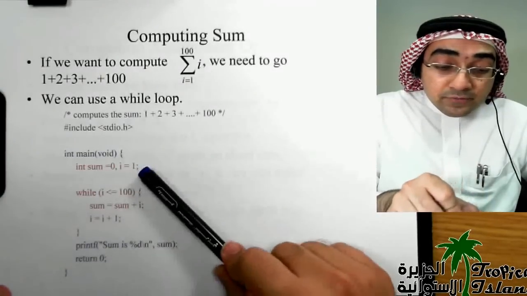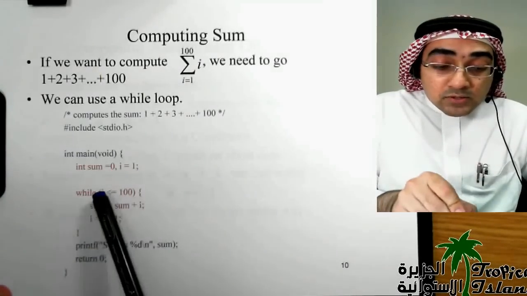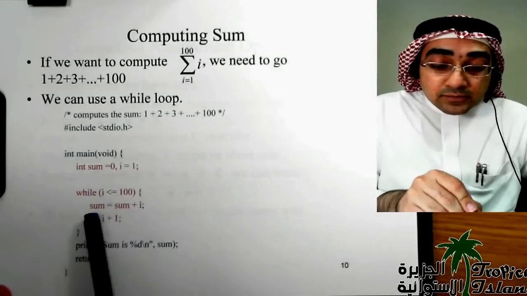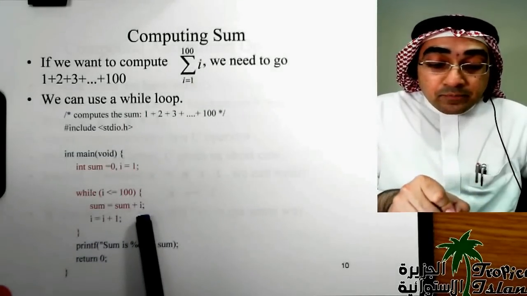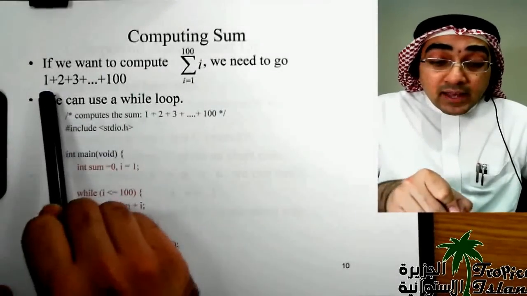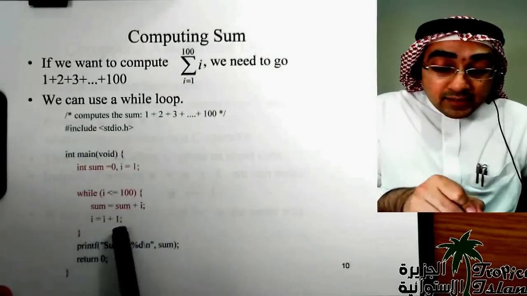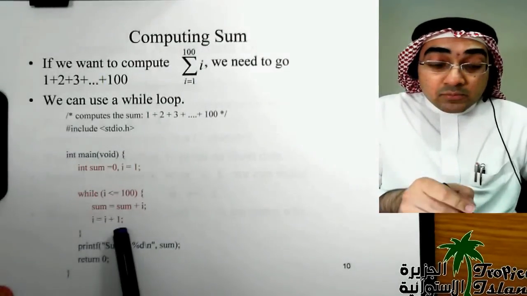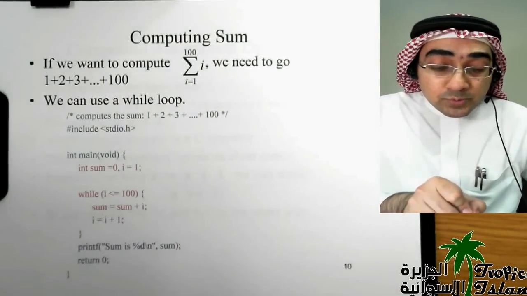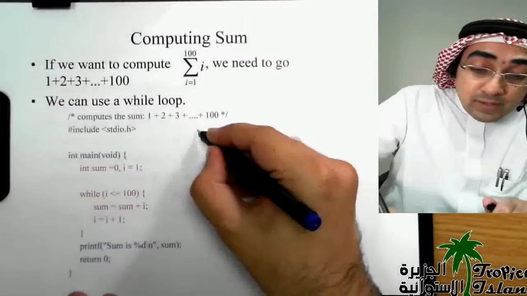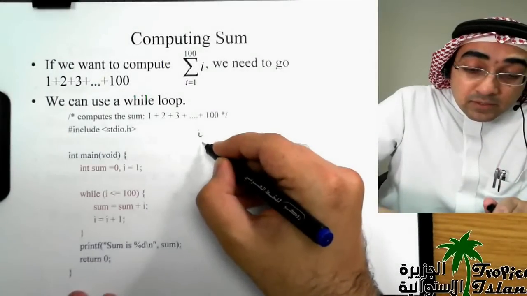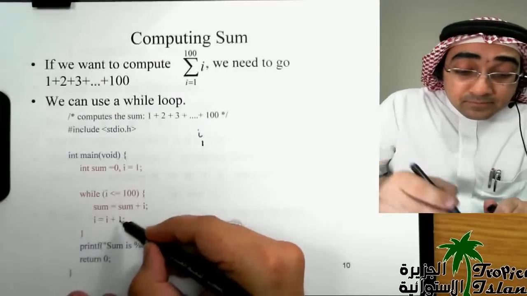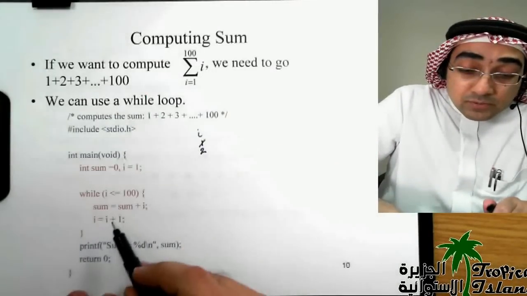So in the first iteration I was 1, so this will become true, 1 is less than or equal to 100. Then I go and add to the sum the value of I, so I add the first number, and then I say I is equal to I plus 1. I increment I by 1, it becomes 2. The old value 1 is lost, it's going to become 2.